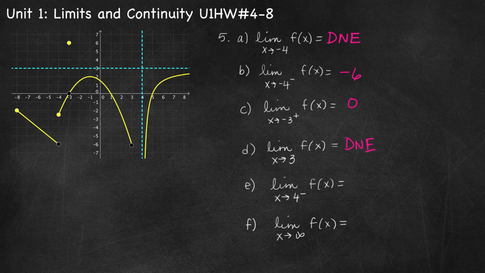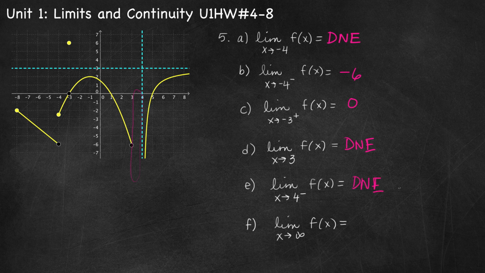Part E, find the limit as x approaches 4 from the left-hand side. Well, we have a similar problem. If we try and approach 4 from the left-hand side, there are no values that are really close to 4 because there are no domain values between 3 and 4. The function is not defined for x values between 3 and 4. So we would say that limit does not exist.